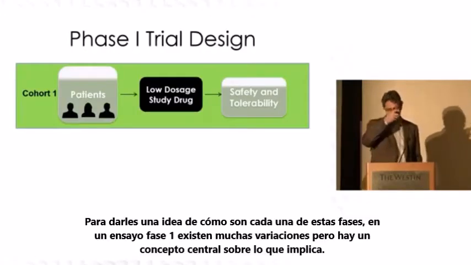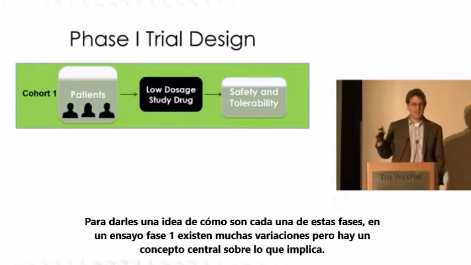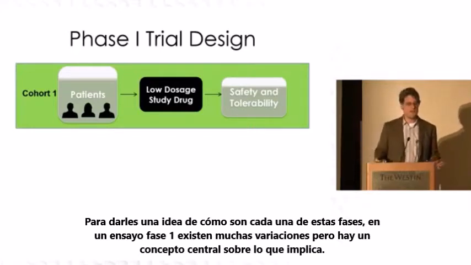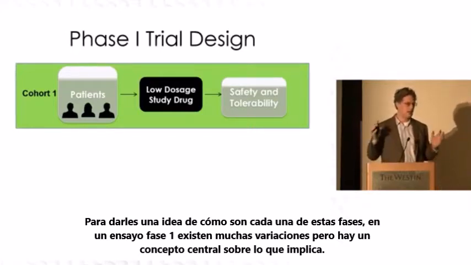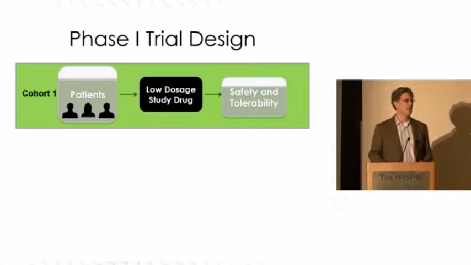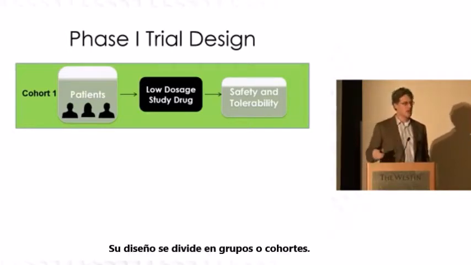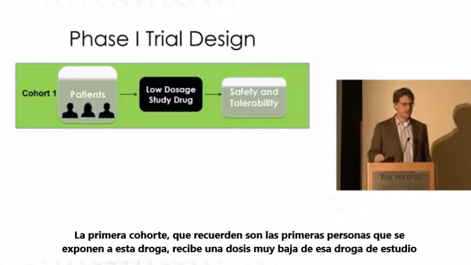So just to give you a sense of what each of these phases looks like, a phase 1 trial design, there are lots and lots of variations on this, but there is a canonical kind of, this is what we think of when we say phase 1 trial design. And it goes in groups or cohorts. And so the first cohort, remember, these are the first people to ever be exposed to this drug. The first cohort gets a very low dose of that study drug.